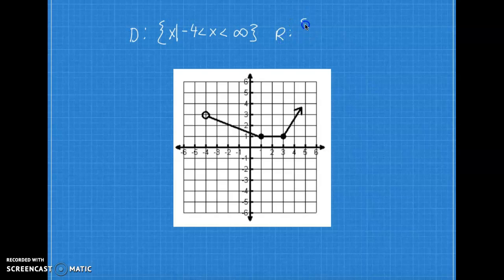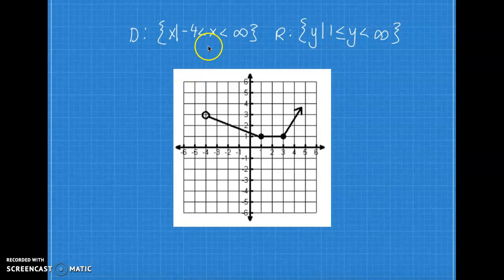Your range, on the other hand, the very lowest your graph goes is 1, 1 less than y less than, and I actually hit 1, so make sure I put an or equals to symbol underneath there. And the very highest my graph goes, well, this arrow means it goes up forever, so we say infinity, and you can't touch infinity, so you don't need an or equals to symbol.